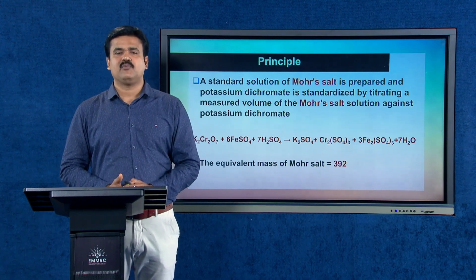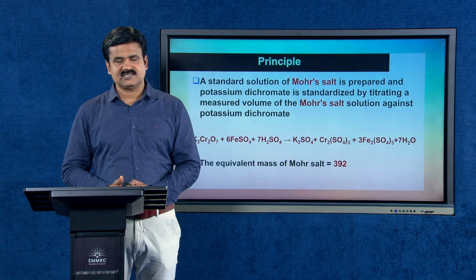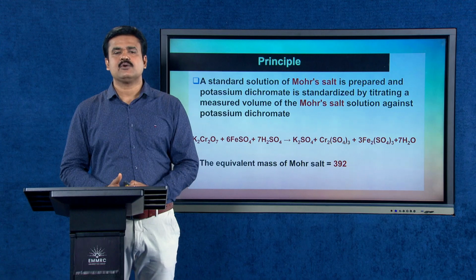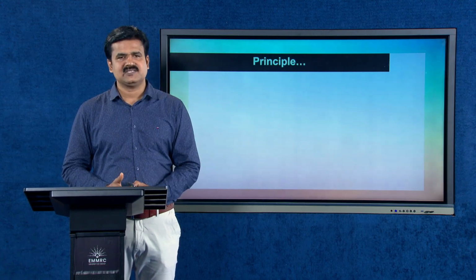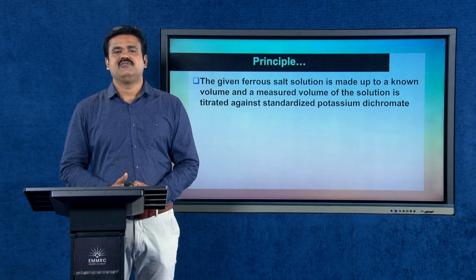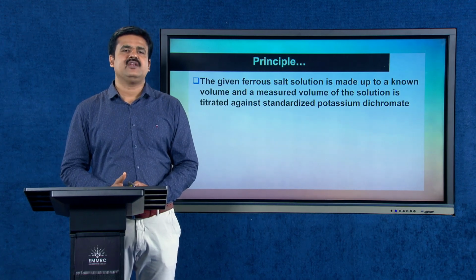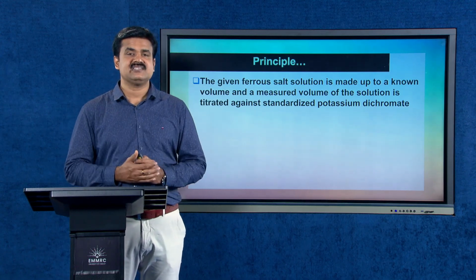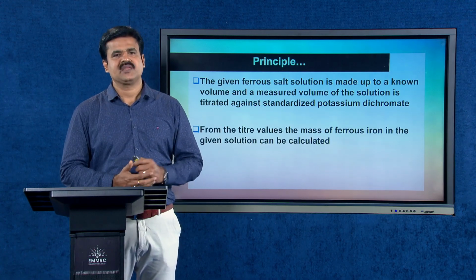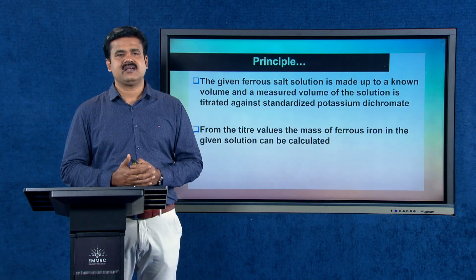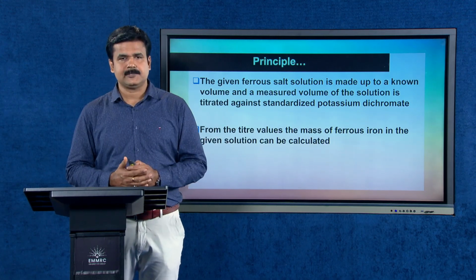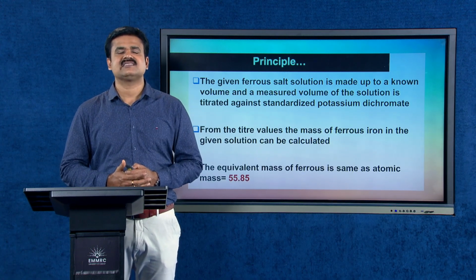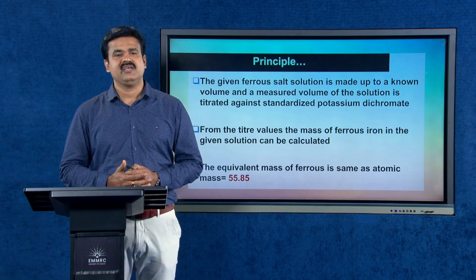The equivalent mass of Mohr's salt is the same as its molar mass. Mohr's salt is ferrous sulfate, ammonium sulfate, 6H2O. Its molar mass is 392, which is the same as the equivalent mass. The given ferrous salt solution is made up to a known volume and a measured volume of the solution is titrated against standardized potassium dichromate. From the titer values, the mass of ferrous ion in the whole of the given solution can be calculated. The equivalent mass of ferrous ion is the same as its atomic mass, that is 55.85.